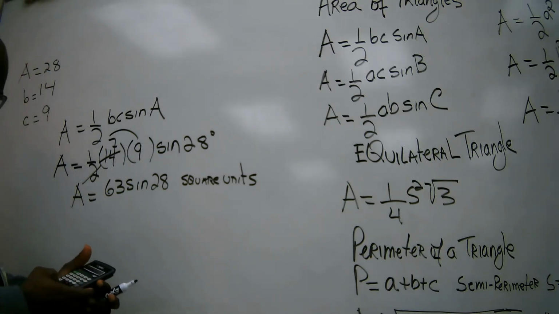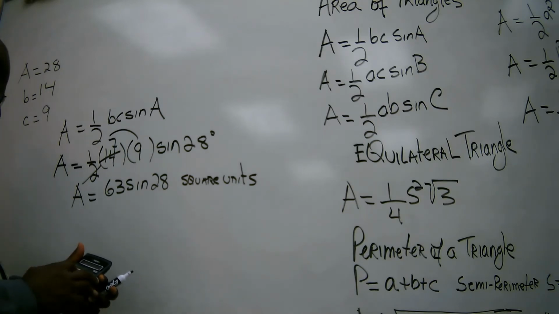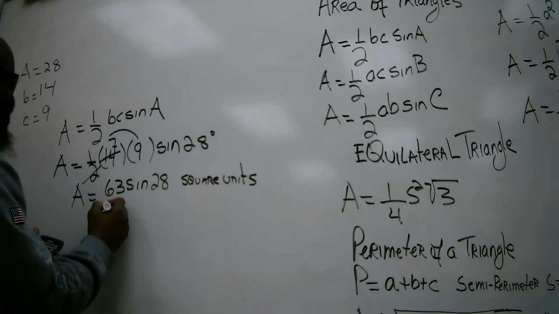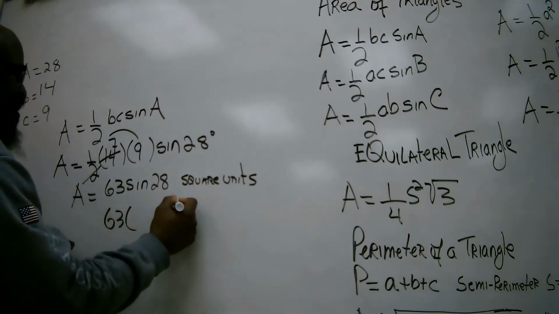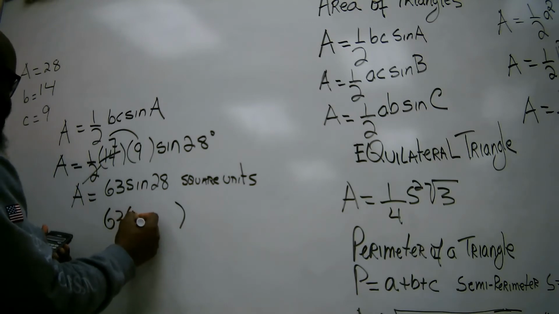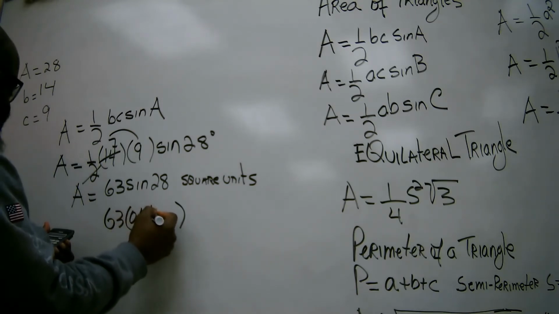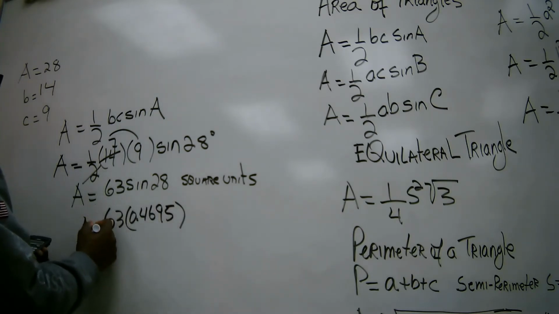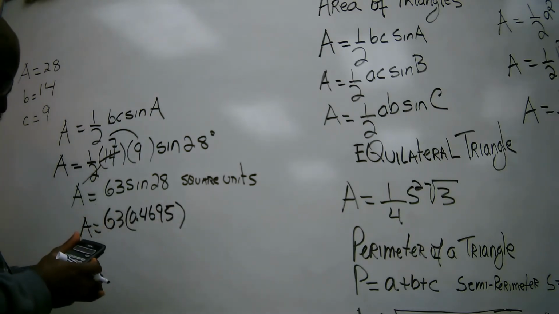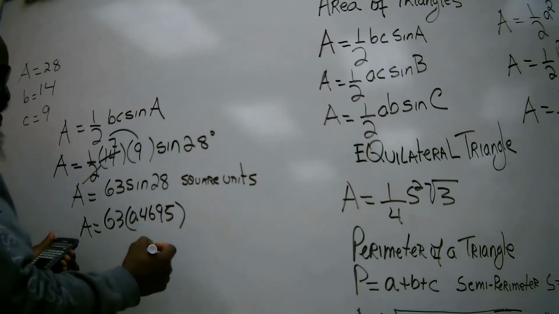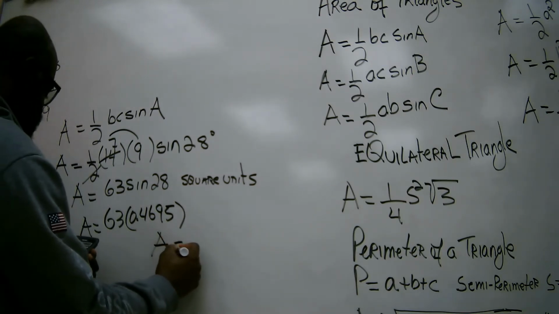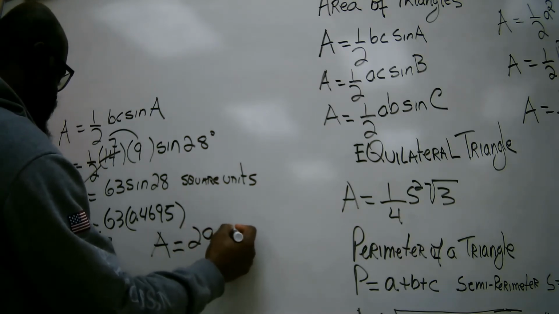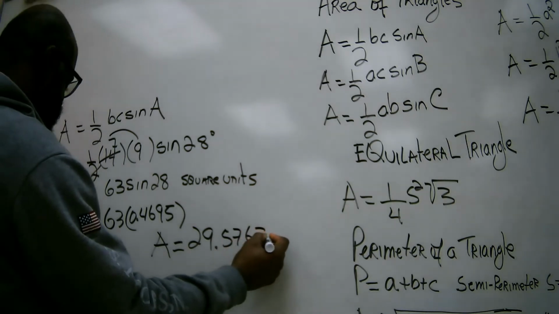Alright, enter 28 and press sine. For show purposes, it's telling you, you will have 63 times sine of 28, which is 0.4695. Then you multiply by 63, and that gives you the area. In this case, you will have A equal to 29.5767 square units.